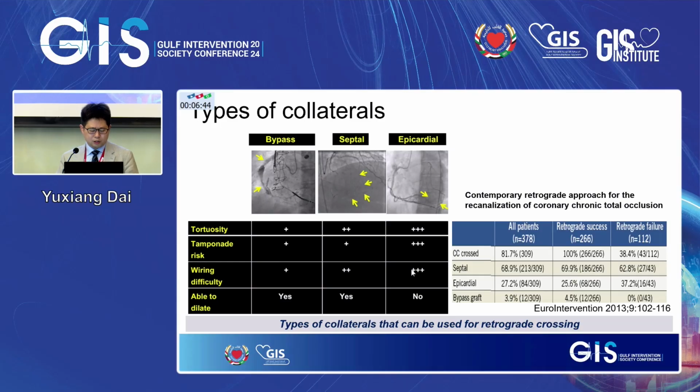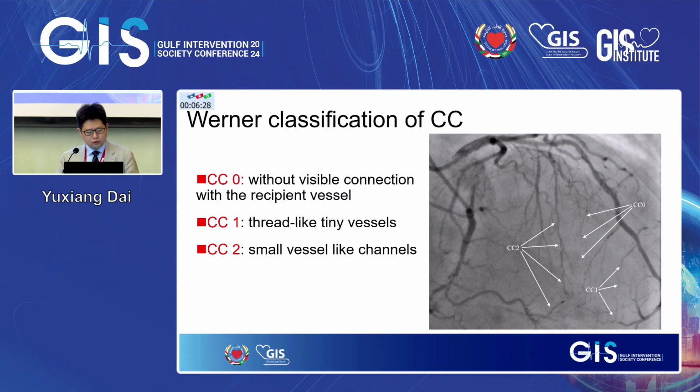Different from the bypass and septal collaterals, epicardial collaterals are often very tortuous, difficult for wiring and unable to dilate. Also, they carry a high risk of tamponade. According to the Werner classification of CC, CC0 means without a visible connection with the recipient vessel, CC1 means thread-like tiny vessels, and CC2 means side-branch-like channels.